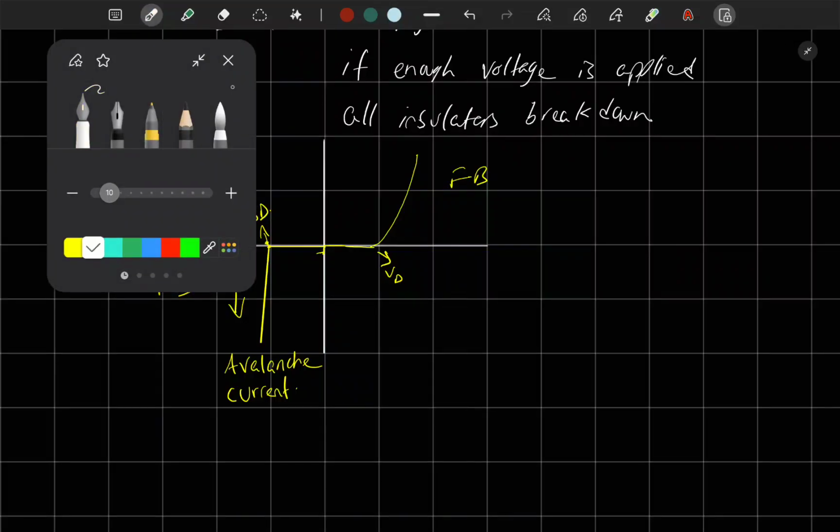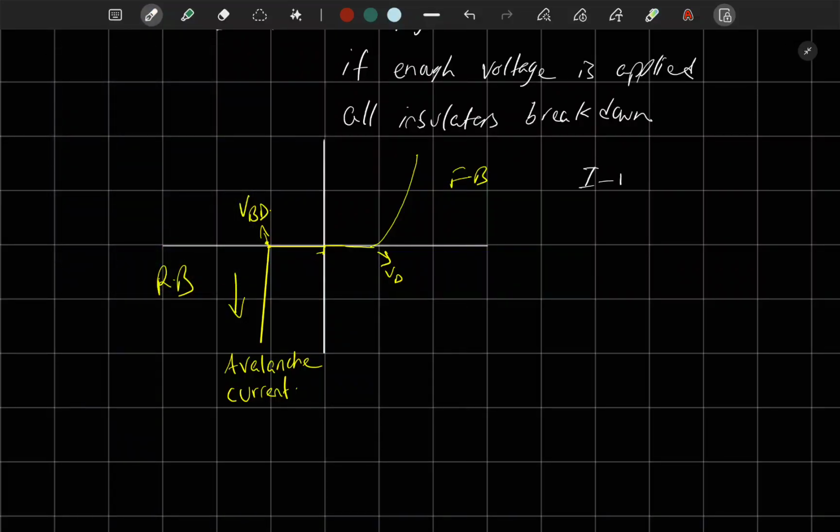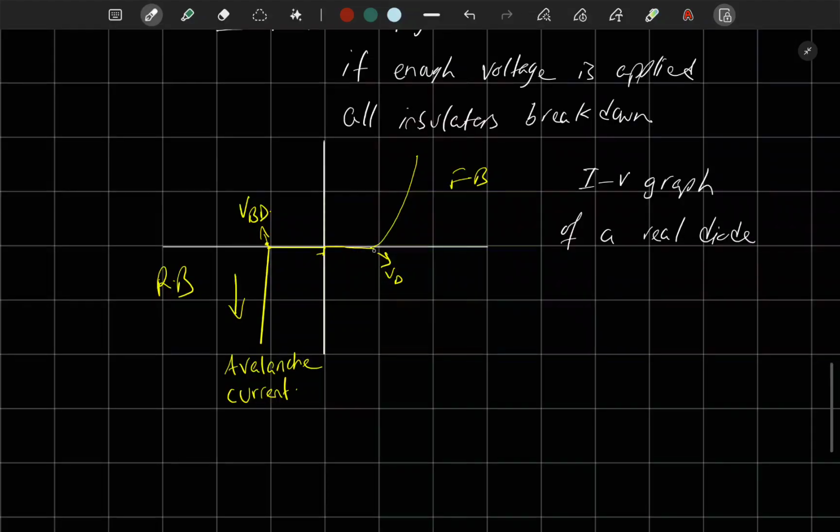So this is our final IV graph of a real diode, by taking into account real operating losses and manufacturing defects and everything. And due to manufacturing defects, because manufacturing cannot be perfect, each diode will have its own breakdown voltage. Some will be here, some will be a bit more extended like this. That depends on each diode. Same with the barrier potential.